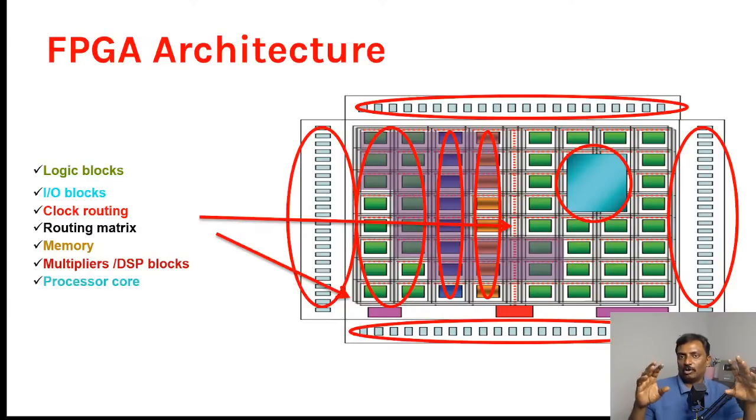The manufacturing itself will fabricate the core. Like PowerPC is one example for the hard core processor. Microblaze is an example for the soft core processor. Okay. FPGA has the logic blocks, the IO blocks, the clock routing and routing matrices. Everything is the same as CPLDs. The only difference is it has memories, it has multipliers, and it has processor cores. Okay, processor core, hard core and soft core.